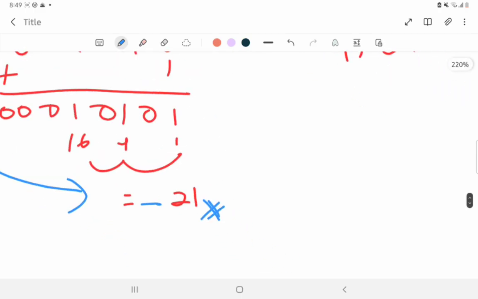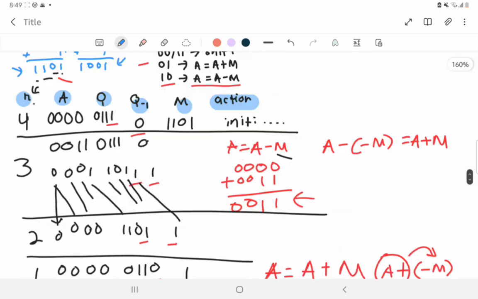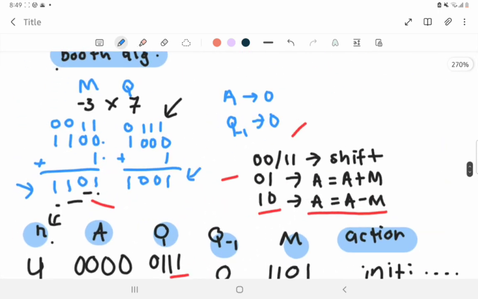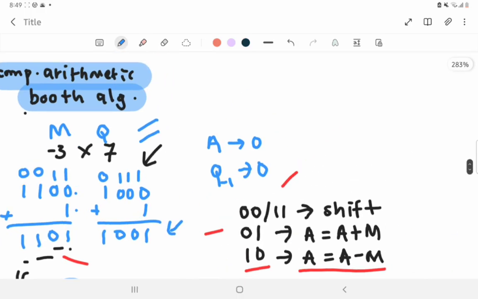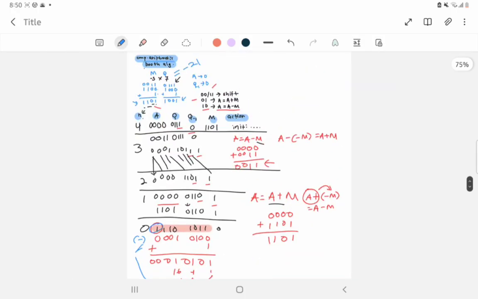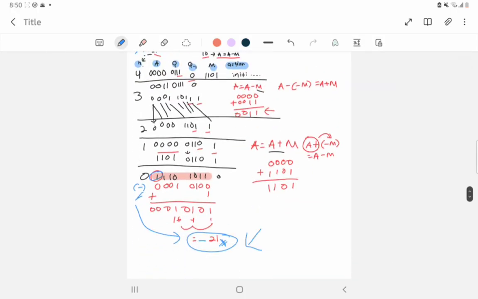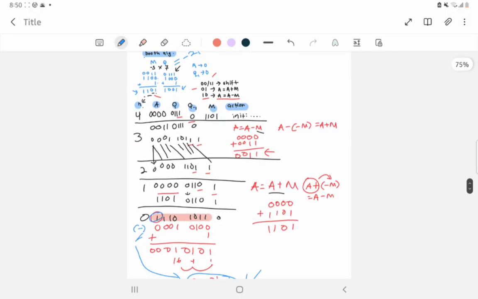So how to check if our last answer is true? Just multiply it normally. Negative 3 multiplied by 7 is equal to negative 21. So that's what we got. That's all for computer arithmetic, both algorithm.